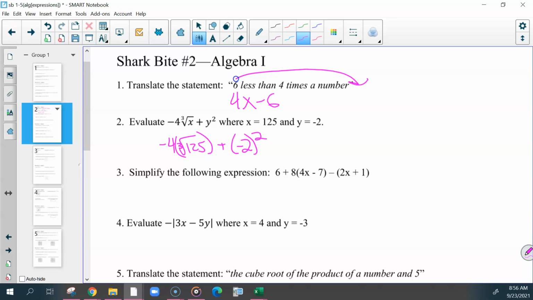What was the cube root of 125? You can say that loud. 5. And -2 squared should have been a positive 4. If you didn't use parentheses, you were getting -4, so be very careful with that. -2 times -2 becomes a +4. -4 times 5 is -20. And -20 plus 4 is -16.